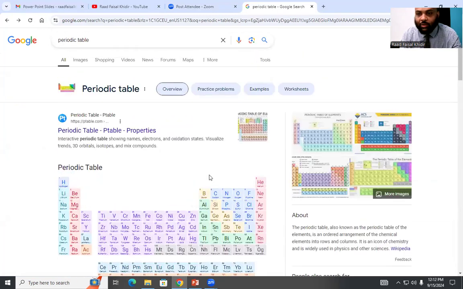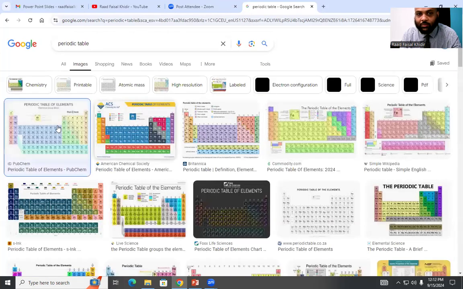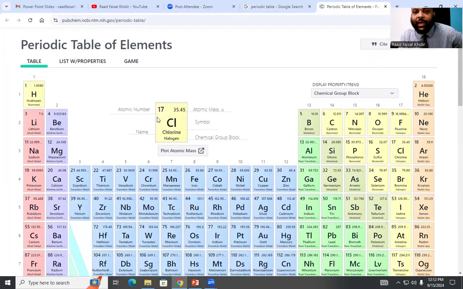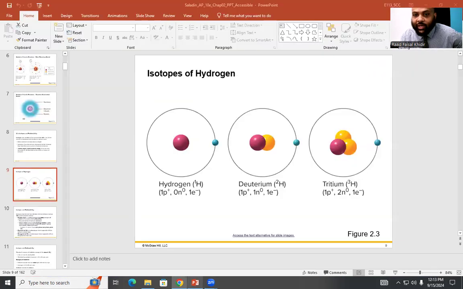You see, I want to show you, this one is good. You see this number here, 17, that's the atomic number. So hydrogen is 1, helium is 2, lithium is 3, beryllium is 4, boron 5, carbon 6, nitrogen 7, oxygen 8, fluorine 9, neon 10. Okay, so now let's go back to our slide.